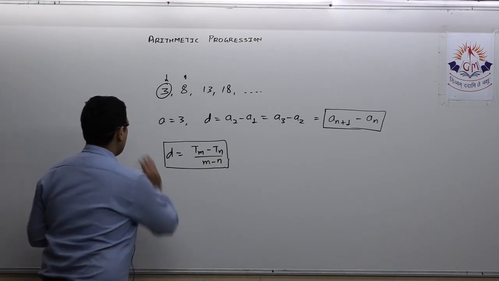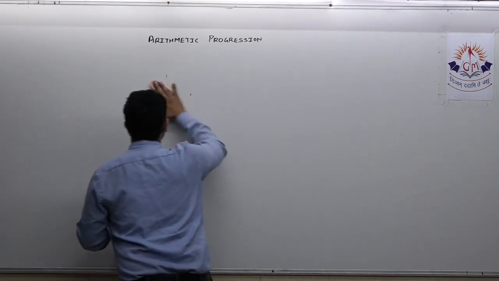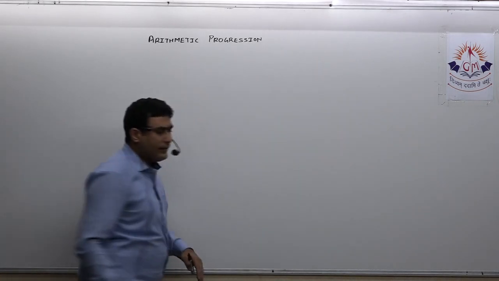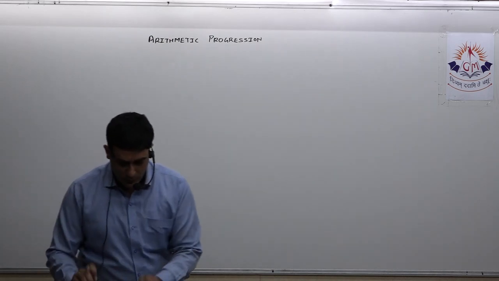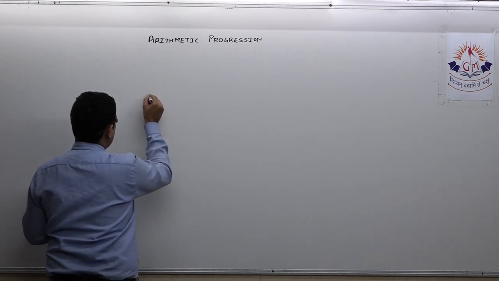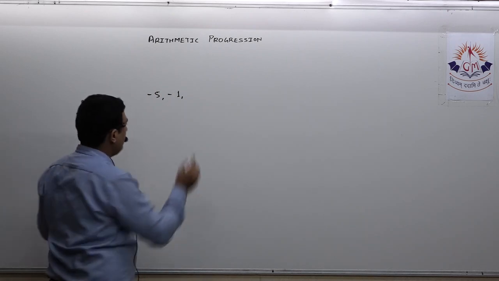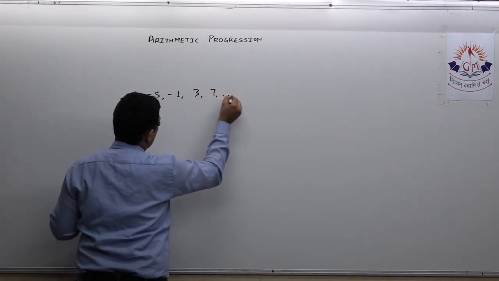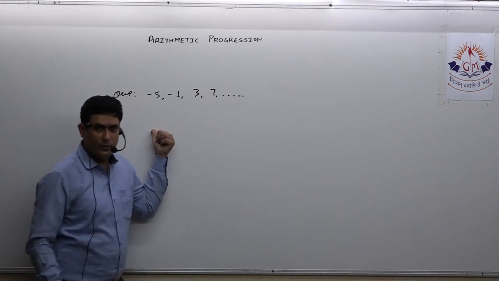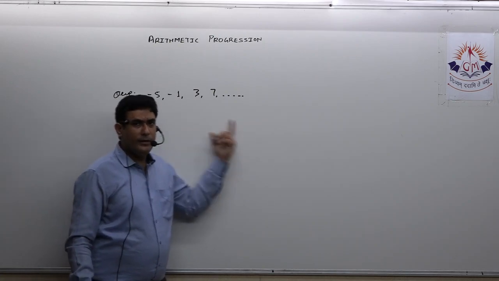The very first type of question is that a series will be given to you and you have to find the first term, the common difference and the next 3 or 4 terms. Okay, for example, we have, suppose, minus 5, minus 1, then 3, then 7 and so on. So what you have to find is the first term of this sequence, the common difference of the sequence, and the next 3 terms.